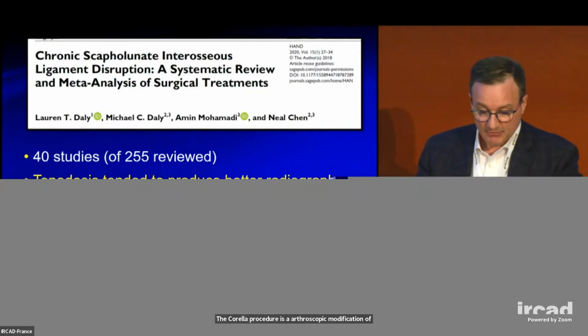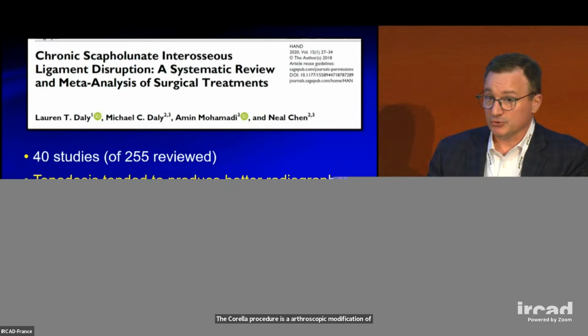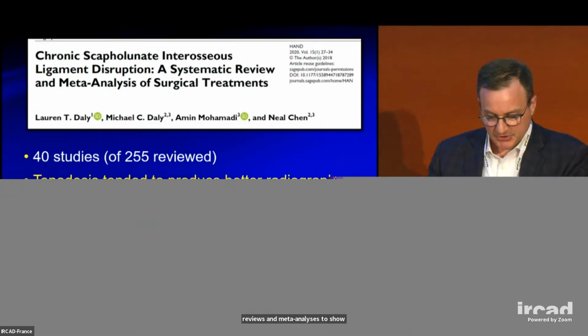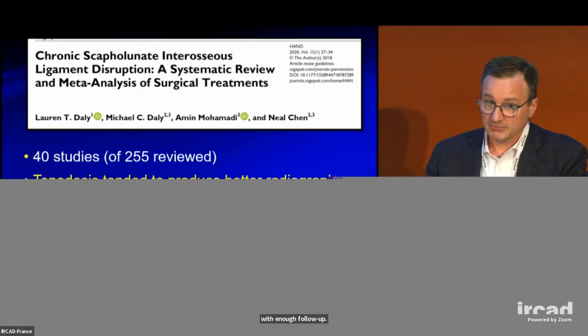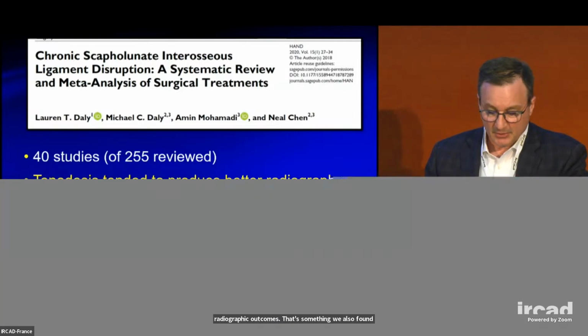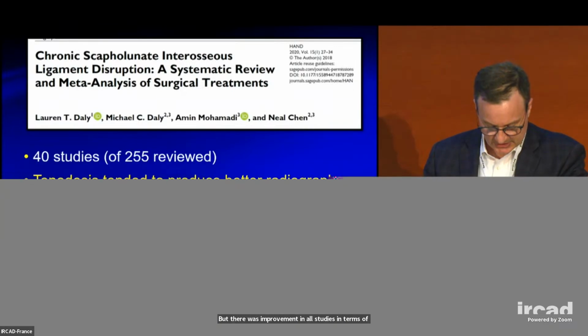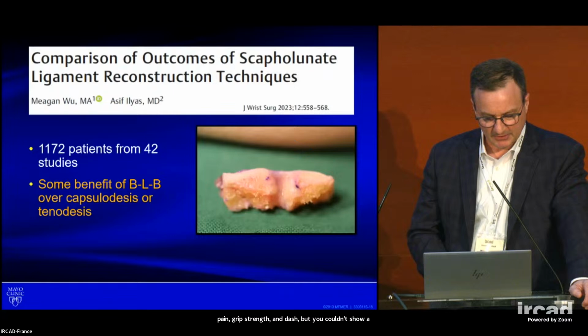Within the US, we've had several systematic reviews and meta-analyses to show which of these provides the most benefit. In this particular study by Neil Chen out of Harvard, he looked at 255 studies, but only 40 of them qualified with enough follow-up. In these studies, tenodesis provided better radiographic outcomes. That's something we also found in a comparative study at Mayo Clinic. But there was improvement in all studies in terms of pain, grip strength, and DASH, but you couldn't show a difference between capsulodesis and tenodesis, just radiographically.